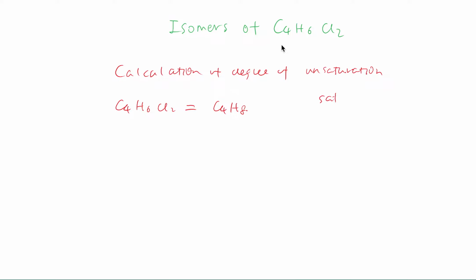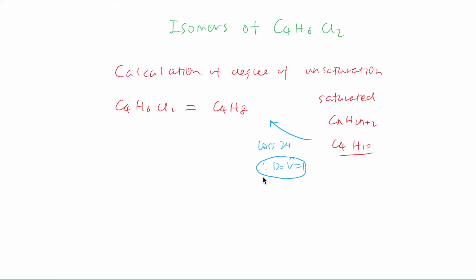For a saturated hydrocarbon, the formula is CnH2n plus 2. So compared with C4H8, it should be C4H10. So you see you lose 2 hydrogens, the degree of unsaturation is 1. So the degree of unsaturation equals 1.